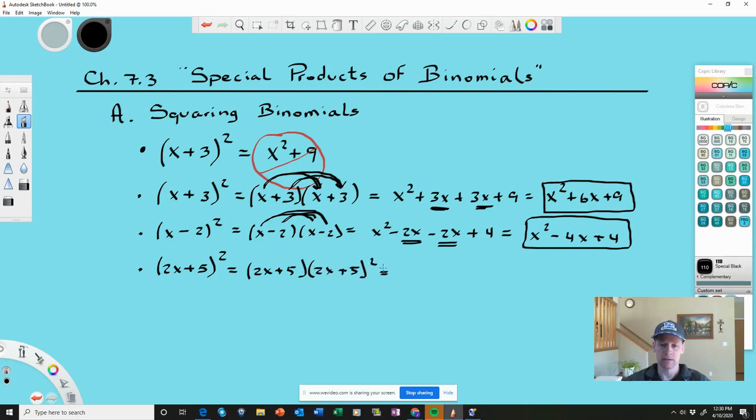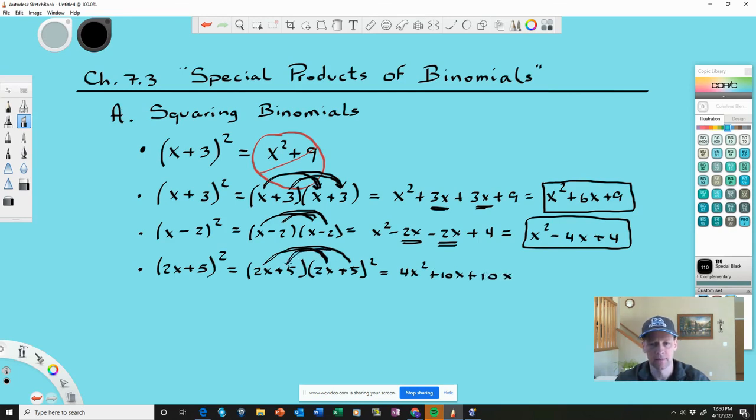So multiplying, same old pattern. 2x times 2x is 4x squared. 2x times 5 is 10x. And now I get this pattern. So I know that the next thing is probably going to be 10x again. But let's just make sure. 5 times 2x, 10x. Yep.